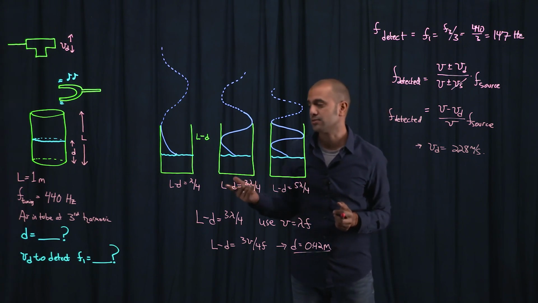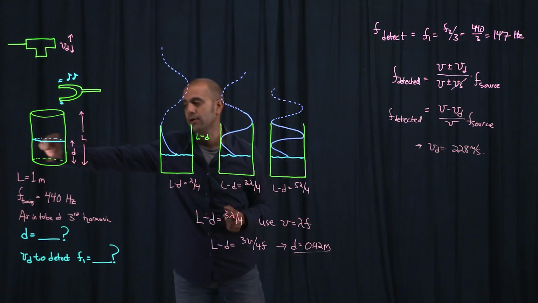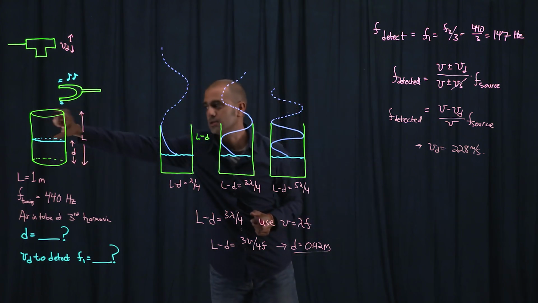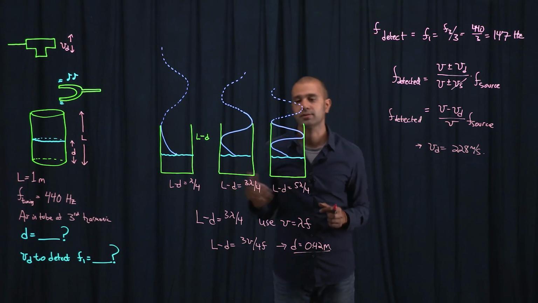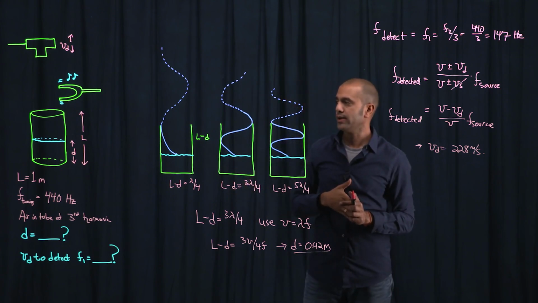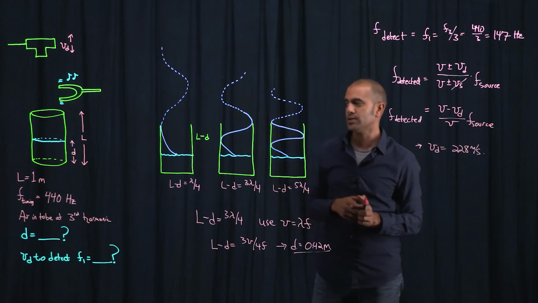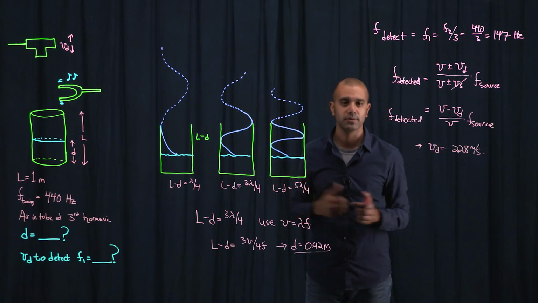The first part of the problem asks us to find out what is the depth of the water needed to set up the third harmonic inside of this air tube. And the second part of the problem asks us to find out what is the detector speed needed to detect a frequency that's 1/3 of the source frequency.